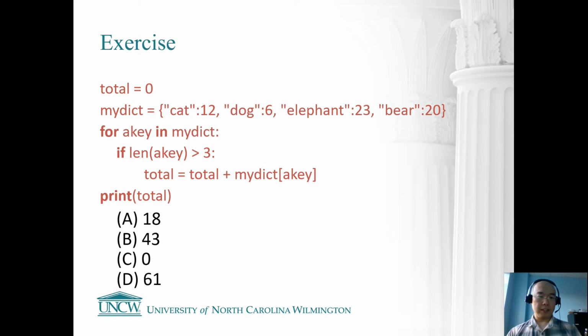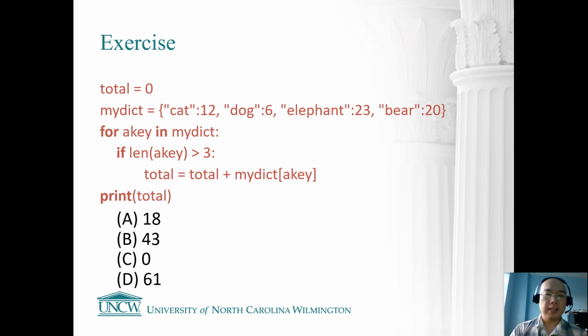Okay, so the last one. We have a total, and then we have a dictionary of the four animals. And if we are visiting all the keys, for a key in my dictionary, and if the length of my key is greater than 3, I'm adding the corresponding value to my total. So what am I gonna have? Think about that. The correct answer will be B, 43.